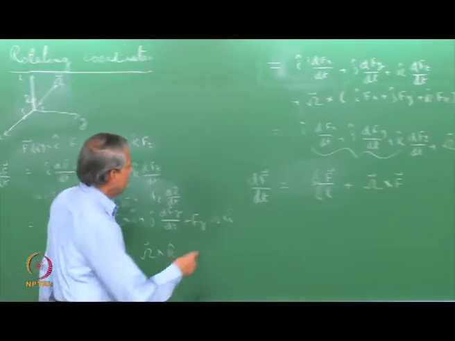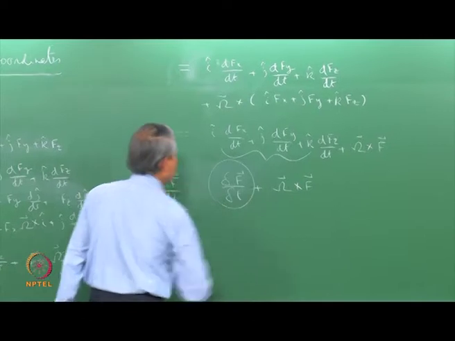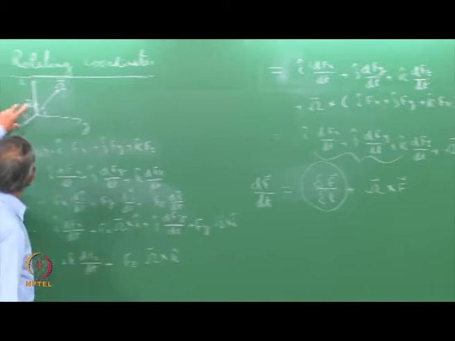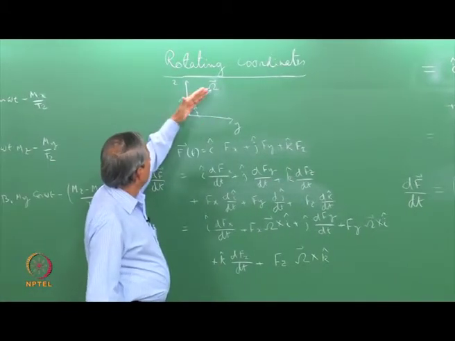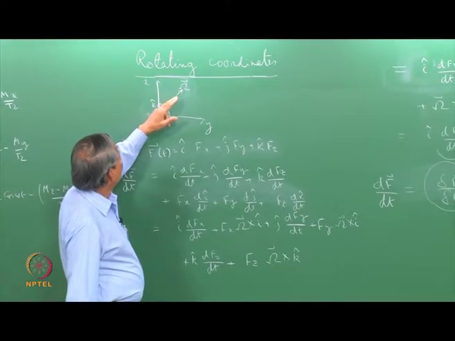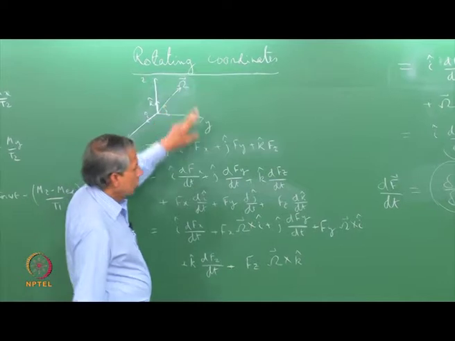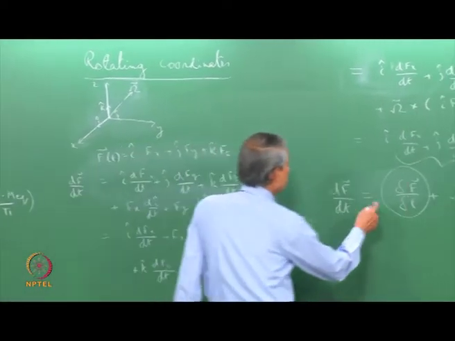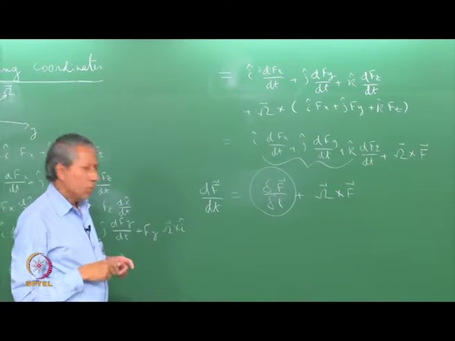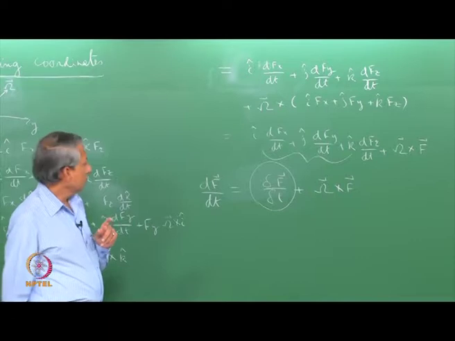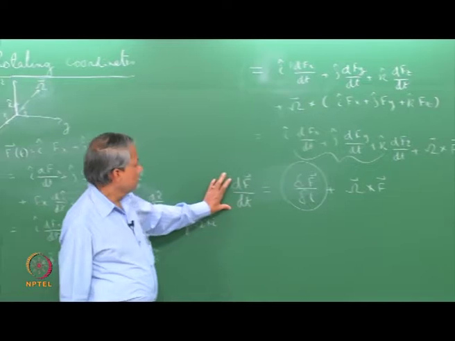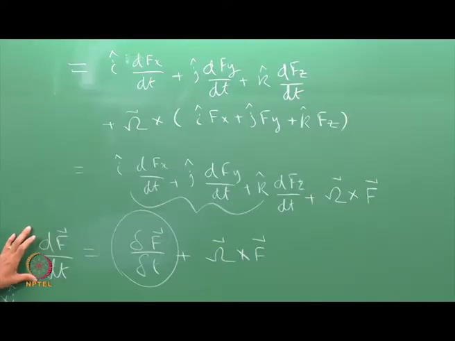This says that this part is the time derivative with respect to the rotating coordinates, which are rotating around this axis with an angular velocity omega. So, where the unit vectors i, j, k are rotating, with respect to those rotating unit vectors this is the time derivative, and this is with respect to the space fixed unit vectors i, j, k.